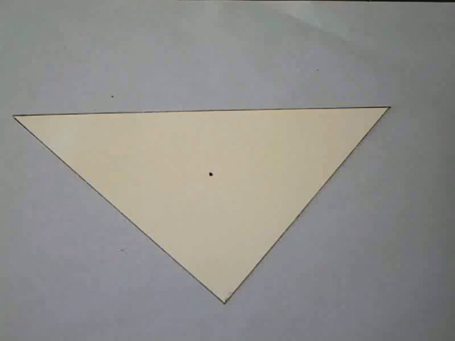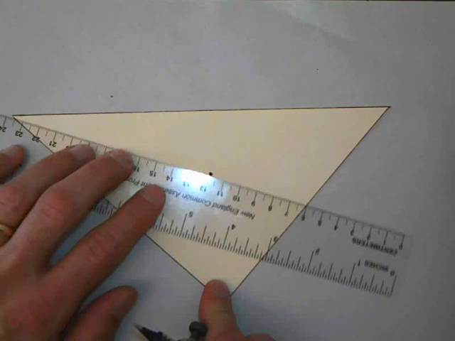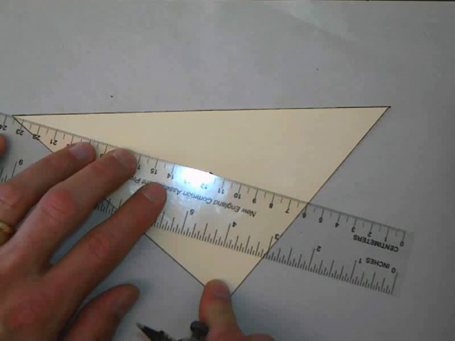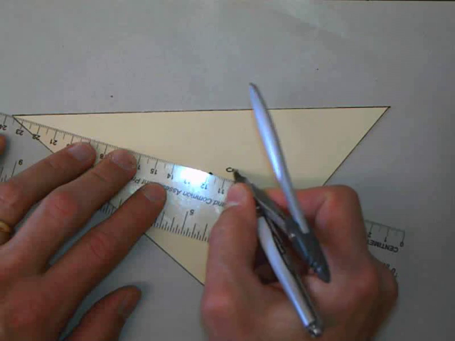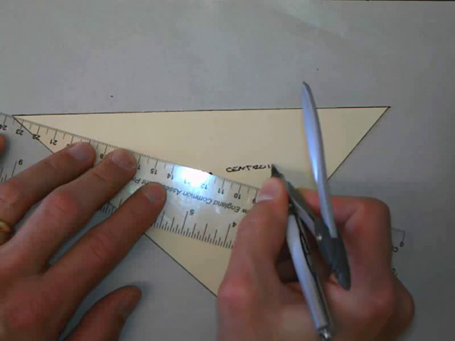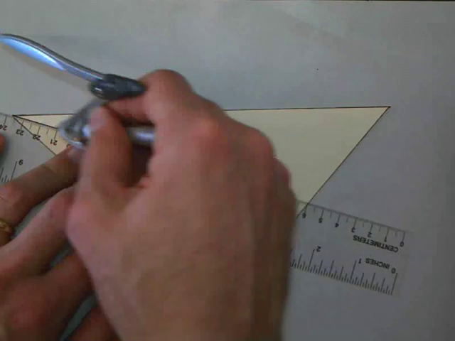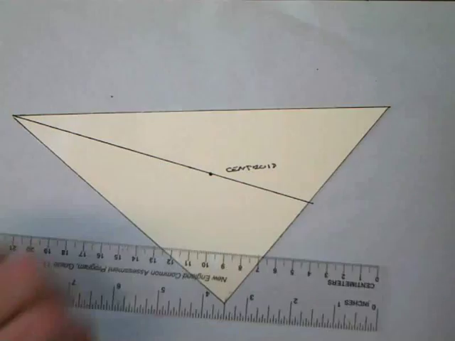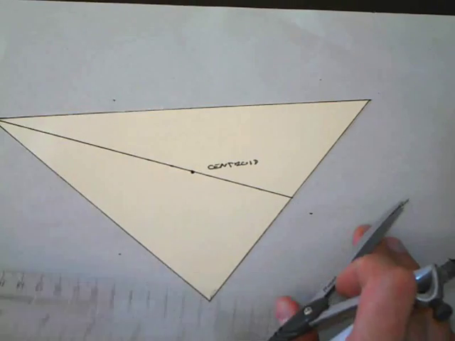Now we want to see if we can figure out what the nature of this center point is, that we call the centroid, where the triangle balances. So what I want you to do is take a straight edge and line it up with a vertex on the triangle and also with this centroid, and draw the line. And then go to another vertex. So do the same thing.